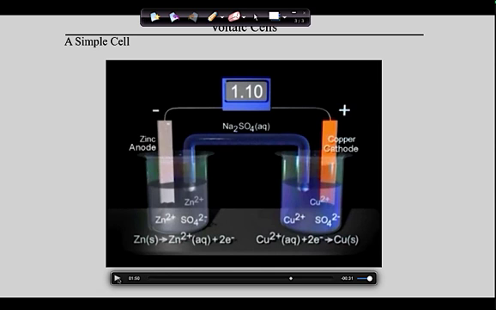You notice she got that wrong? It's not the reduction of copper, it's the reduction of copper ion.